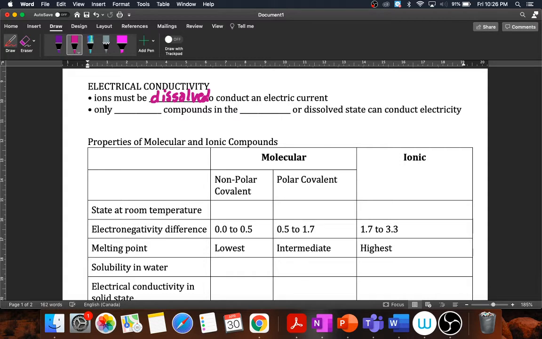Why is that the case? Because then they're going to have a charge, and that allows a path for those electrons to travel through. Only some compounds in the dissolved state can conduct electricity, and only ionic compounds, remember, because they're made up of ions, in the dissociated state, which just means that they're broken apart into their ions. So the dissociated or dissolved state can conduct electricity.